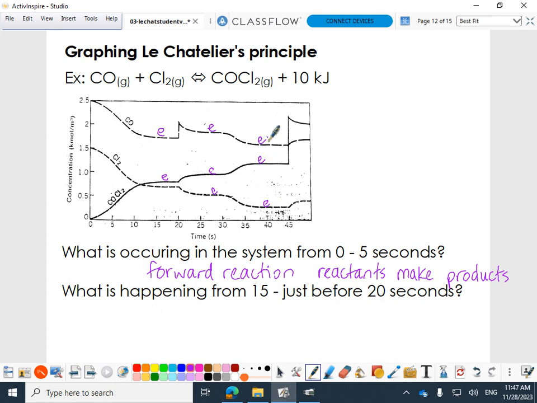And if the graph could be further extended, you can see here that the lines are starting to plateau again. So every time an equilibrium system is stressed, it is going to minimize or offset that stress according to Le Chatelier's principle. We're going to be able to see that using our graph today. So the first time it establishes equilibrium is from about 15 seconds to just before 20.